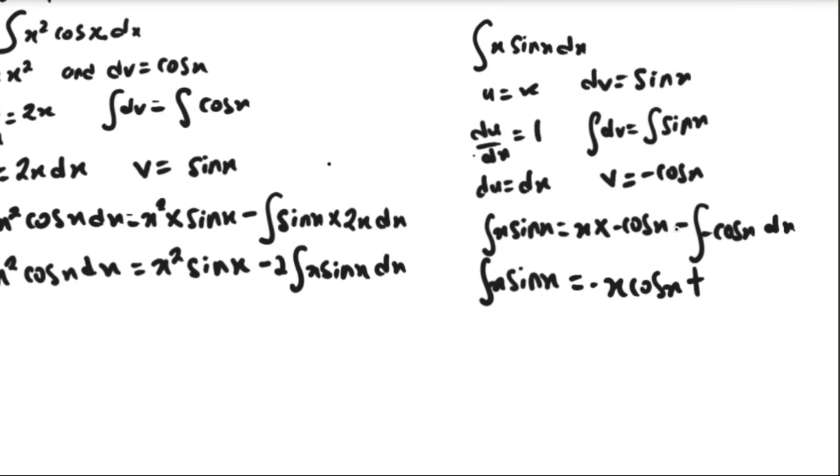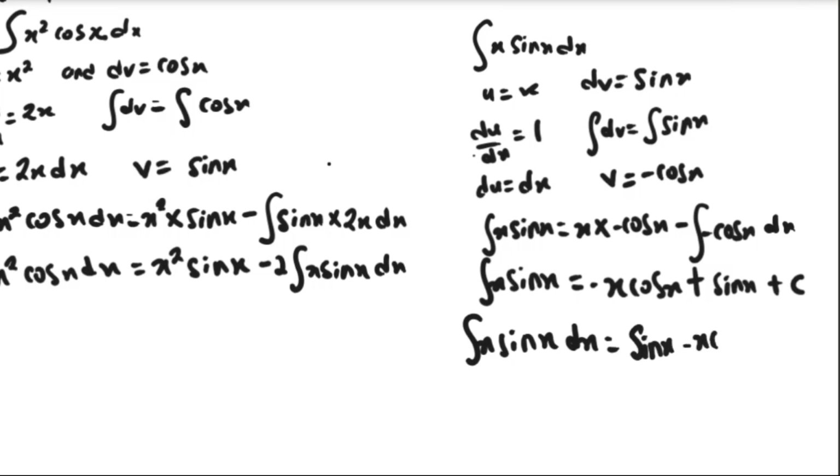So integral x sine x will give us minus x cos x plus, if we integrate cos, I brought out this minus times minus, that's why I'm writing plus. So it's remaining cos x dx here. If you integrate cos x, you're going to get sine x plus an arbitrary constant c. So integral x sine x dx will give us sine x minus x cos x plus c.